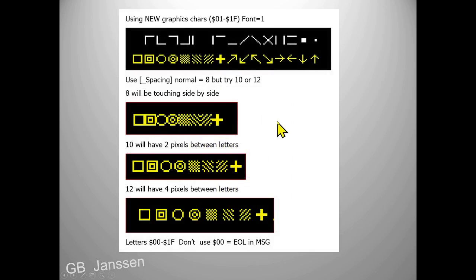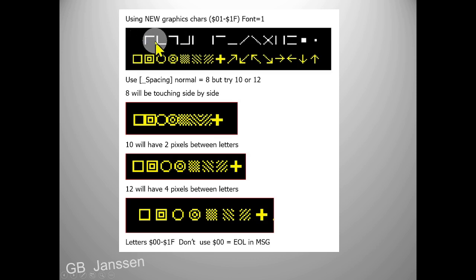Okay, here's the first one. These are the new graphic characters 01 through 1F, with font equals 1. I'll talk about font later on. So here are the 32 characters. Really it's 31, because here would be hex 00, and hex 00 down here says that's the end of line message. If you have a string or a message you're printing, it always has a null terminator, so nothing happens with a 0, it just ends.